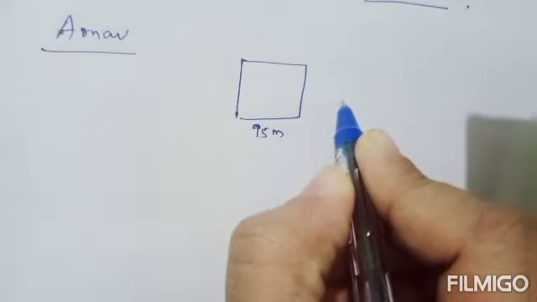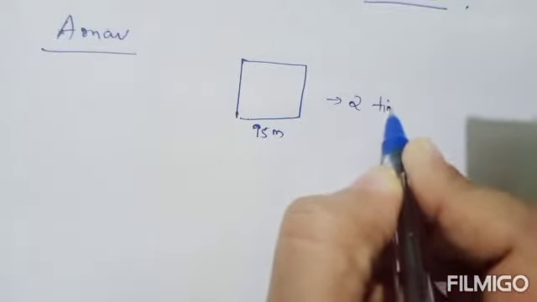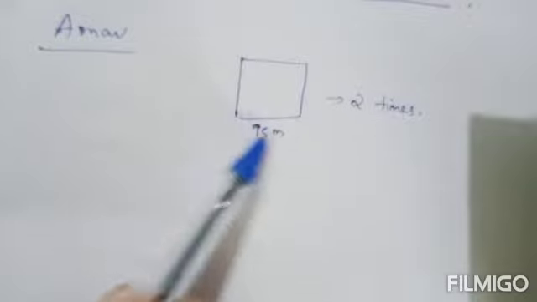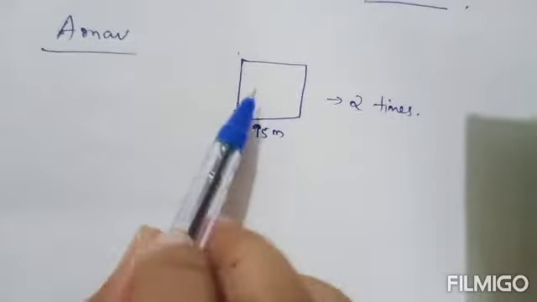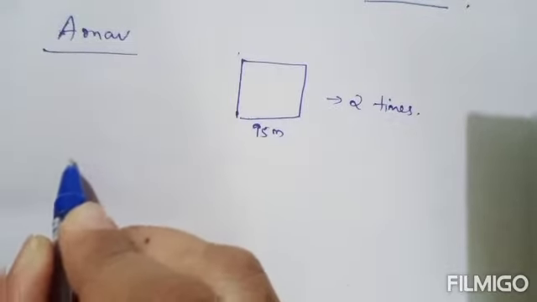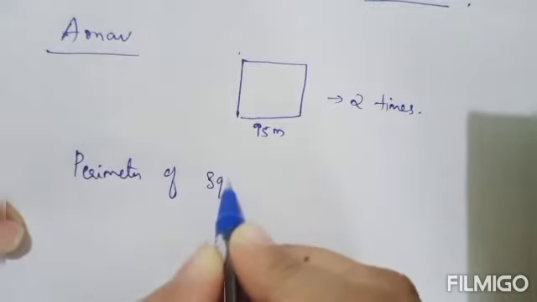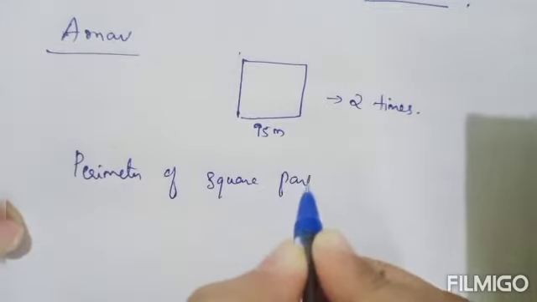Okay, twice he is jogging, that is twice means 2 times. 2 times he is jogging around the square park. Okay, you have to find the distance covered by him. So, in order to find the distance, first you have to find the perimeter of the square park.